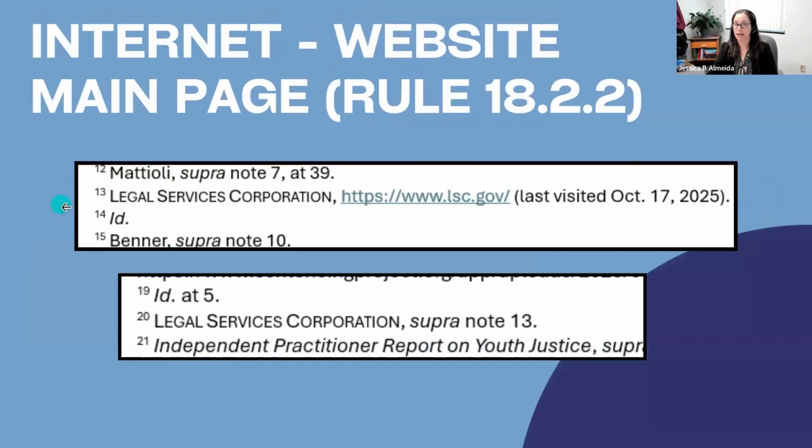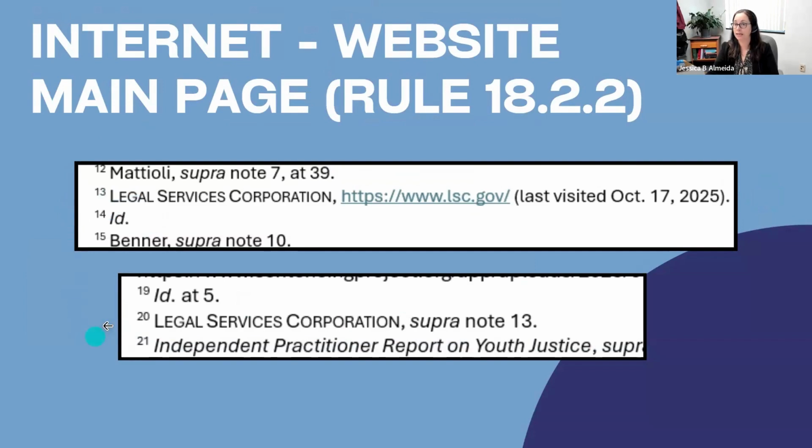Here's how it would look as footnote 13. If I needed to cite to it again right away, look at footnote 14. I just do an id. Id is italicized, but notice that there's no pin cite because it's a website.